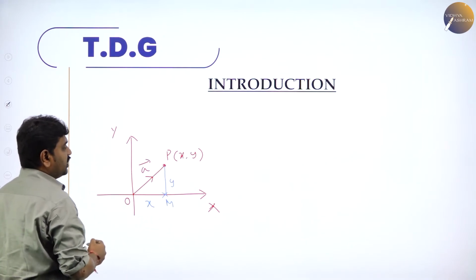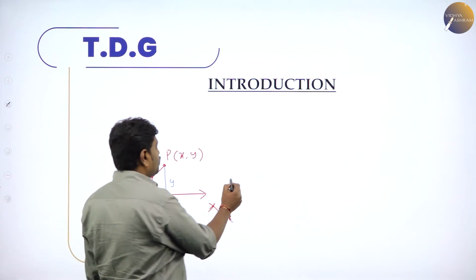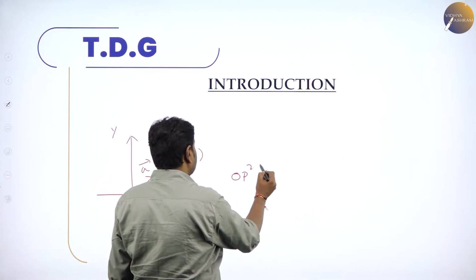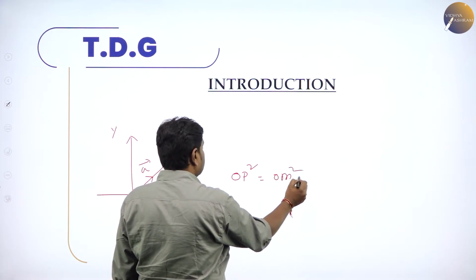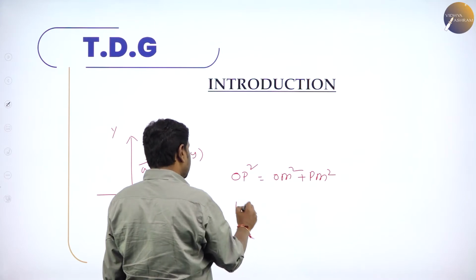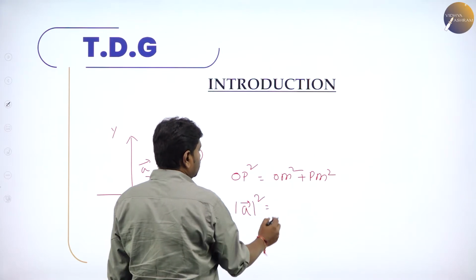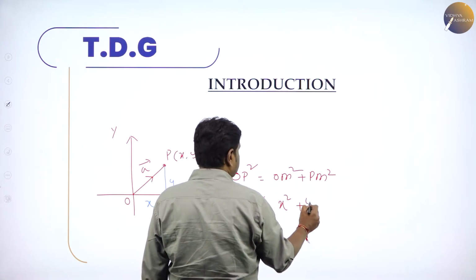And you can see a right angle triangle. From the right angle triangle you can apply Pythagoras theorem. So now OP square is equal to OM square plus PM square. OP means the magnitude of vector A, the whole square, is OM square. OM square means x square, plus PM square is y square.